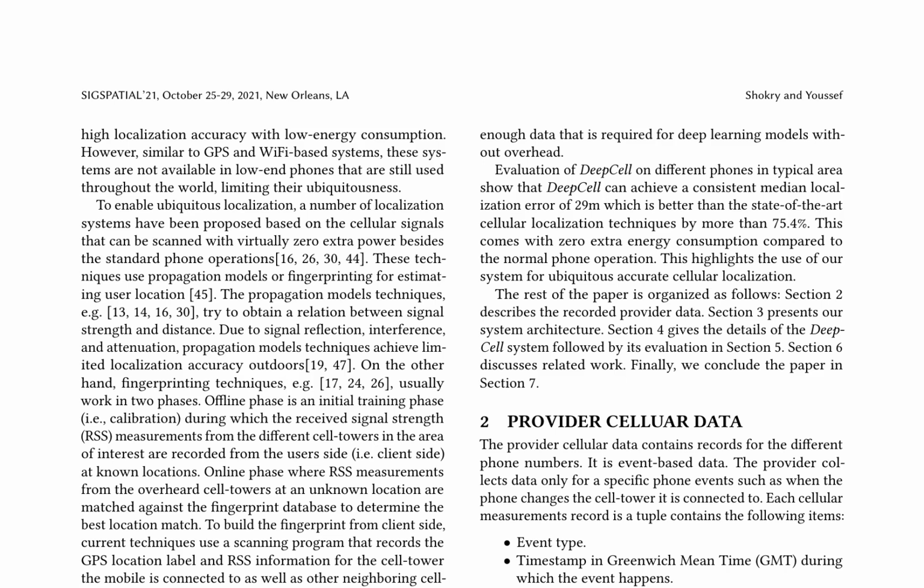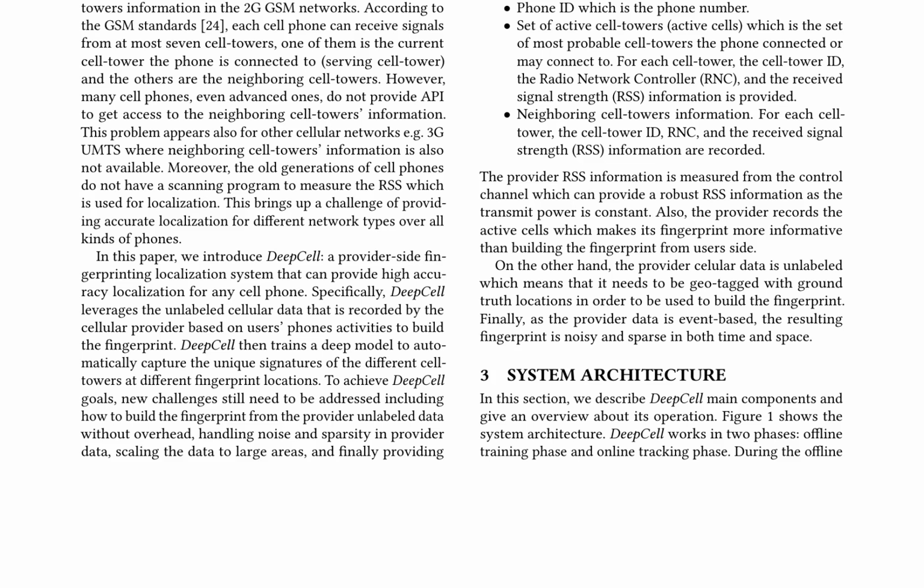Evaluation of DeepCell in a realistic environment shows that it can achieve a consistent median accuracy of 29 meters, outperforming state-of-the-art client-based cellular localization systems by more than 75.4%. This accuracy is extended to low-end phones, demonstrating the system's ubiquitous nature. DeepCell's zero extra energy consumption compared to normal phone operation makes it an attractive solution for accurate and energy-efficient localization.